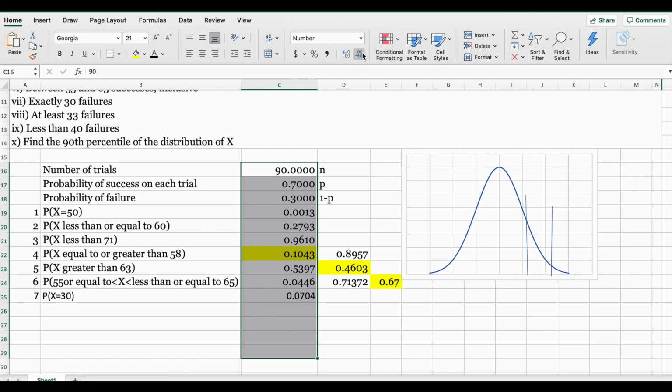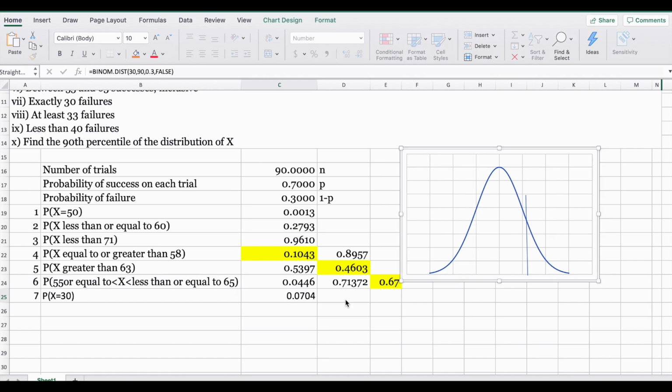So I'm just reducing the decimal place. So the probability of x when it is exactly 30 failures is 0.0704. Let's move on to question number 8 now.